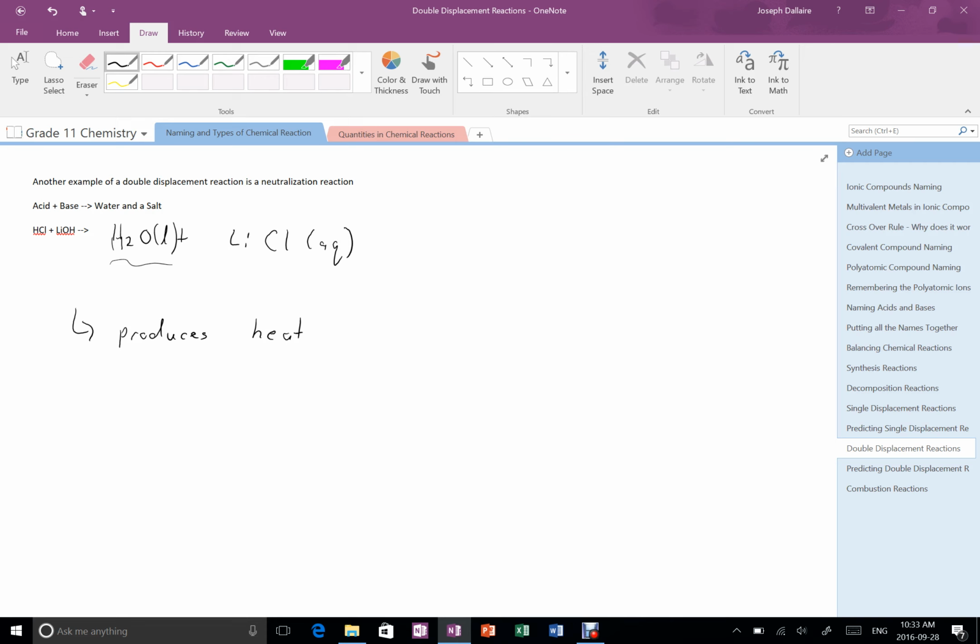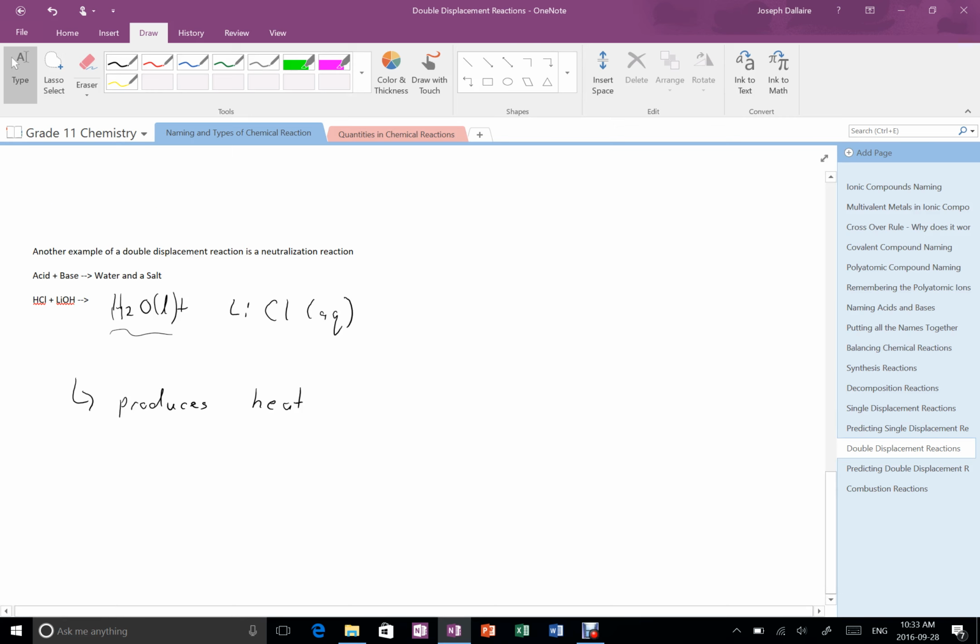On top of that, if you were to test the pH or look at some other acid or base properties of the acid and base that you put together, you would notice that the properties that are distinct for acids and bases would be gone, because these two have neutralized each other, which is why we call this a neutralization reaction.